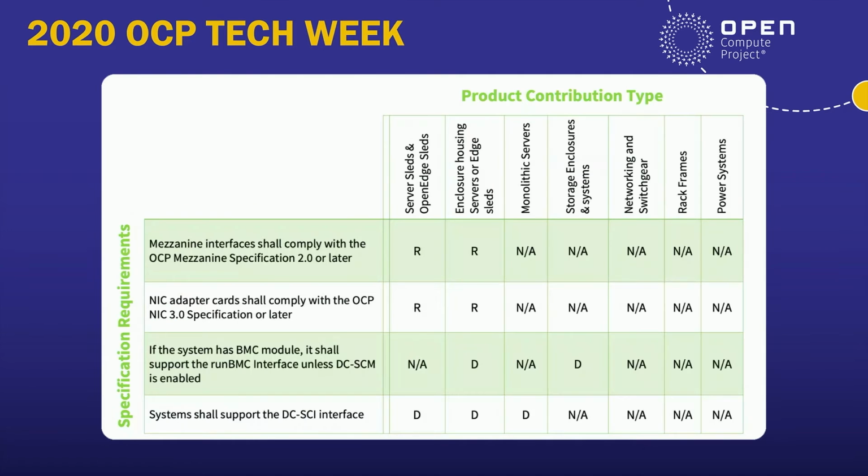So let's take a quick look at the matrix. I'm not going to read all the line items, but this first page covers the electrical requirements for server and storage specifications. If you look at line 2, you can see that the NIC 3.0 specification will be a requirement for both server sleds and server housings for any NIC adapter cards in 2021. And if you look at the last line, the DC-SCI interface is just a desired attribute. It's not going to be a requirement in 2021.